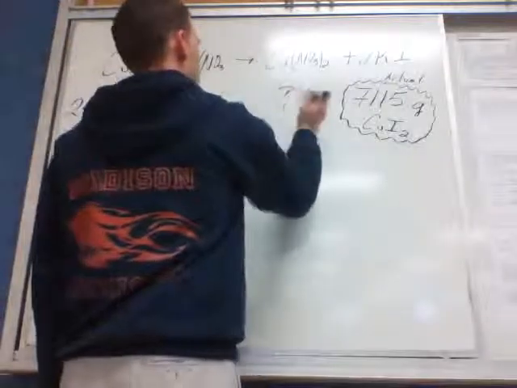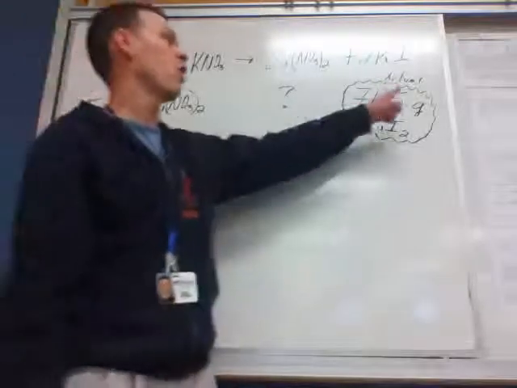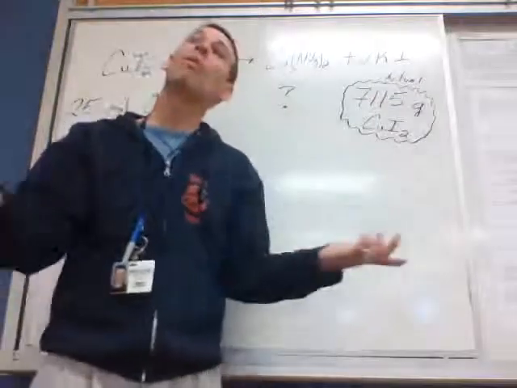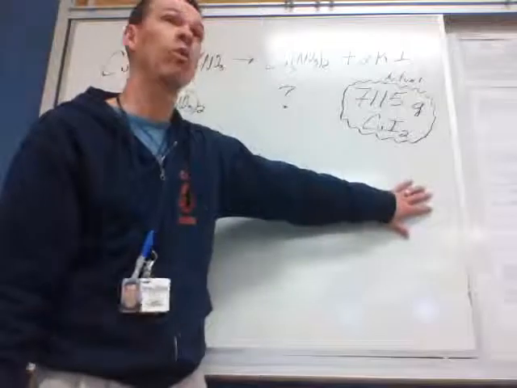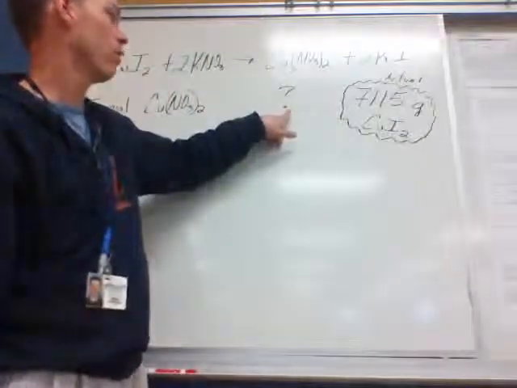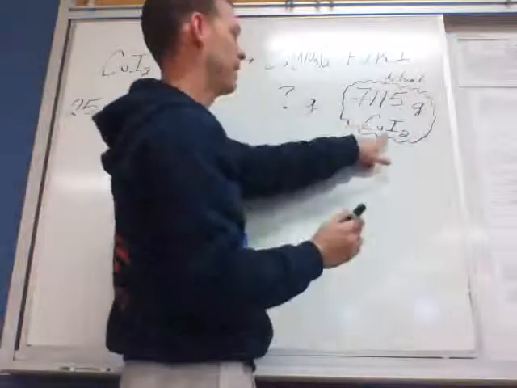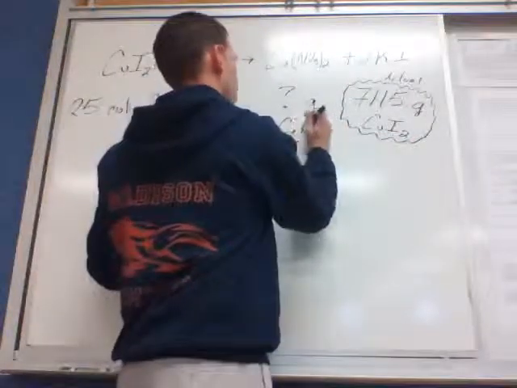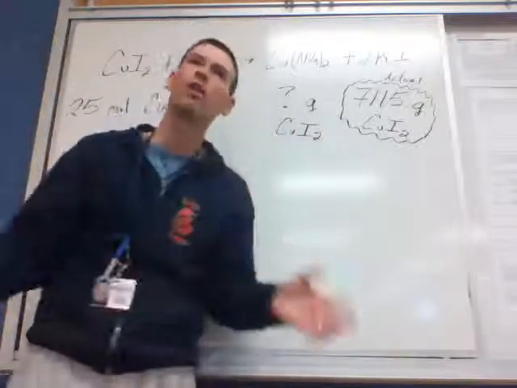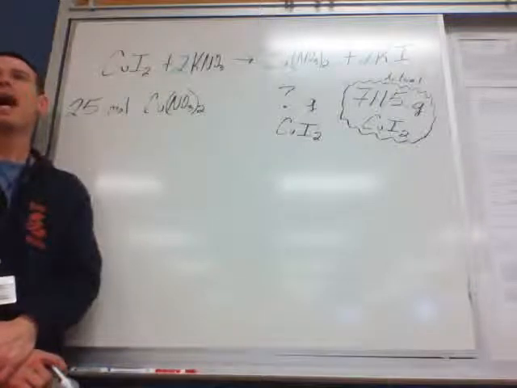For the unknown that we're going to go to, listen close. We want to use all the units of the actual because what we want to do is create a theoretical that we can compare to that actual. So for the unknown, it's going to be grams of CuI2 because we want it to match all of the units of the given actual number.